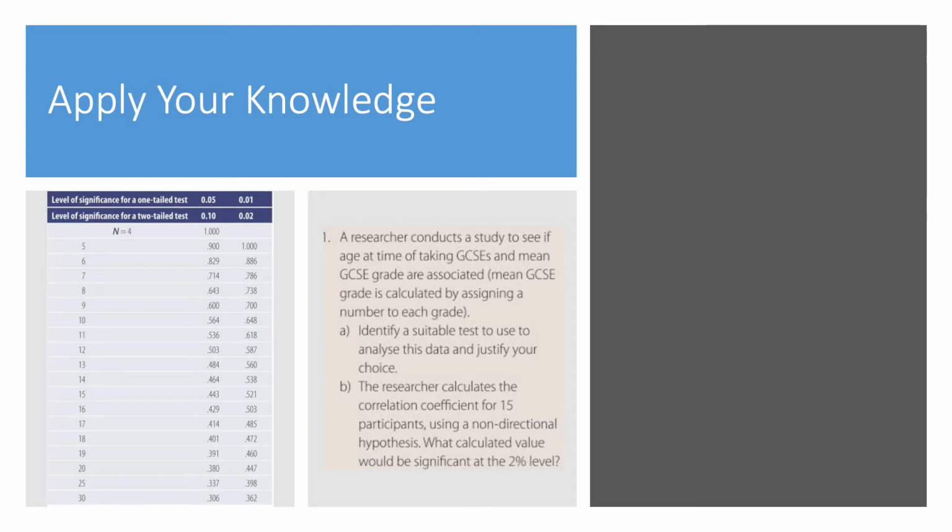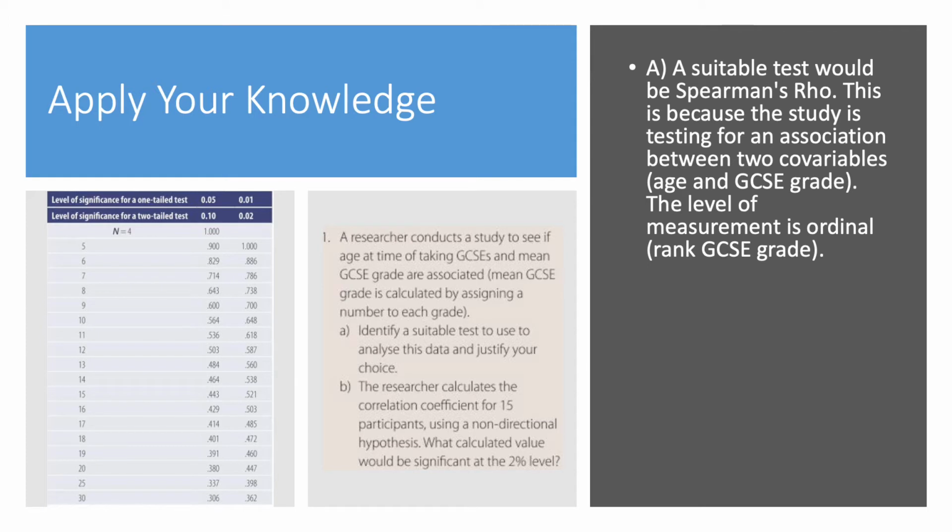So A asked you to identify a suitable test to use for this data and justify your choice. In this case, out of the 2 that we looked at for tests of association, it would be Spearman's rho, because Pearson's r only tests inter-rater reliability, which is not what we're doing here. So you should have written something along the lines of a suitable test would be Spearman's rho.